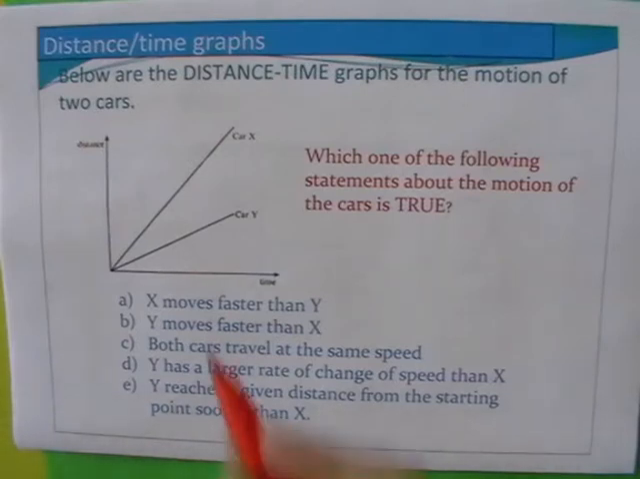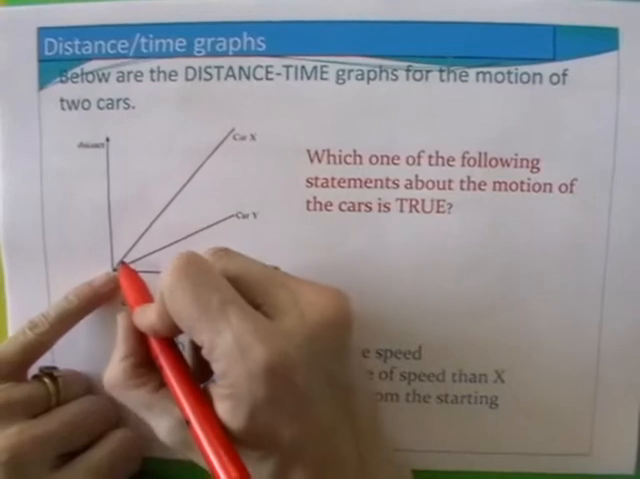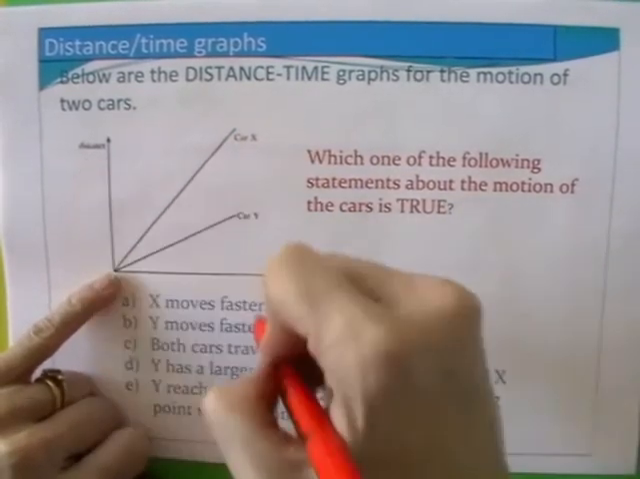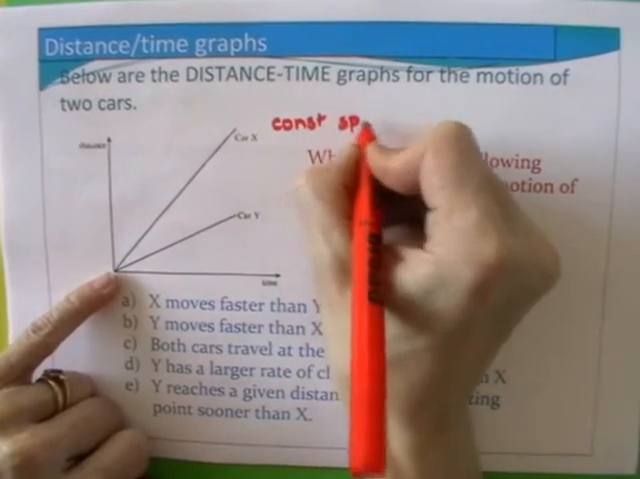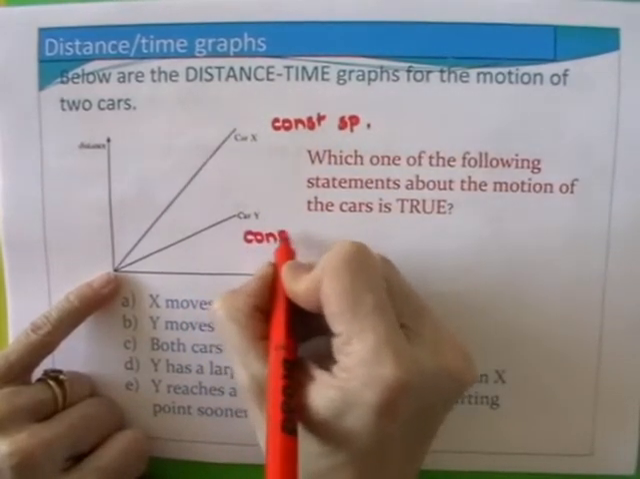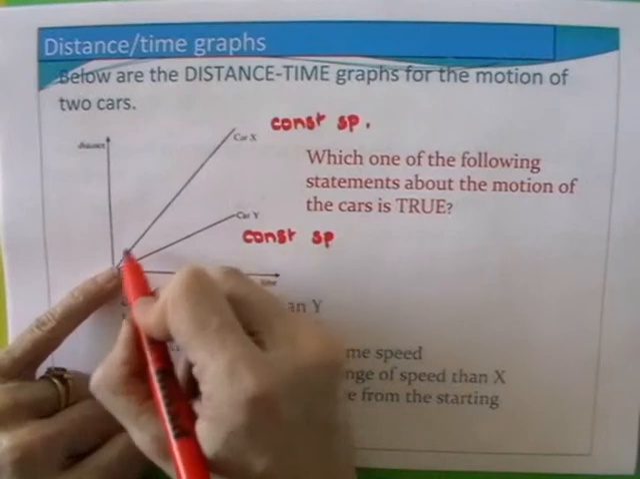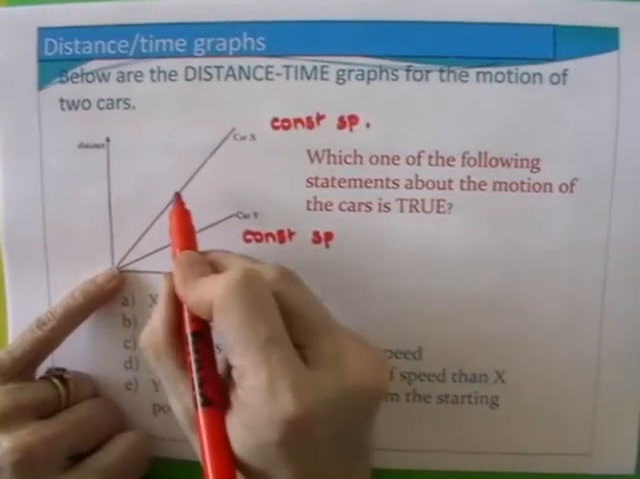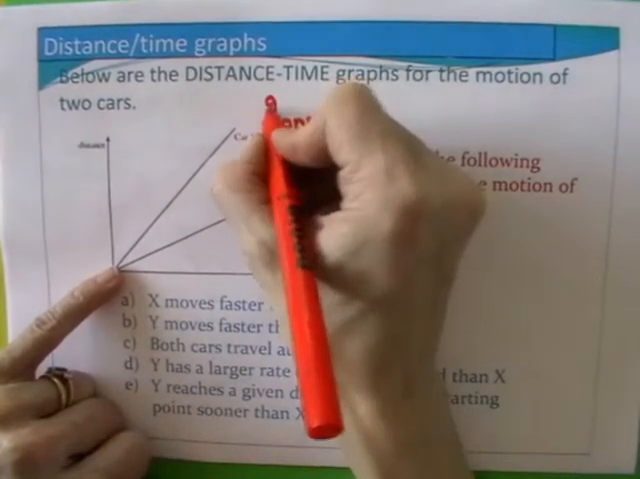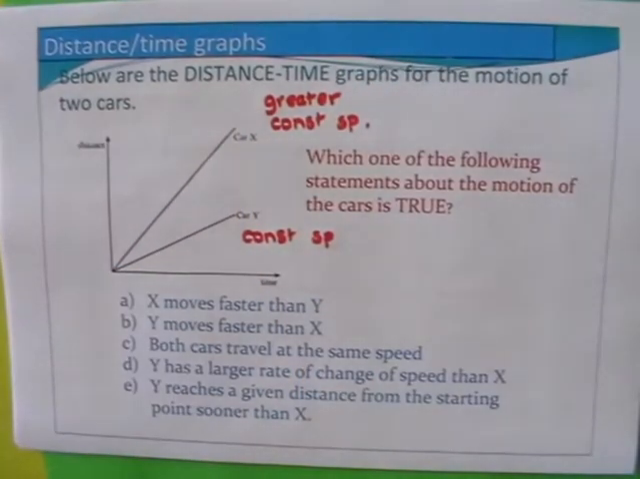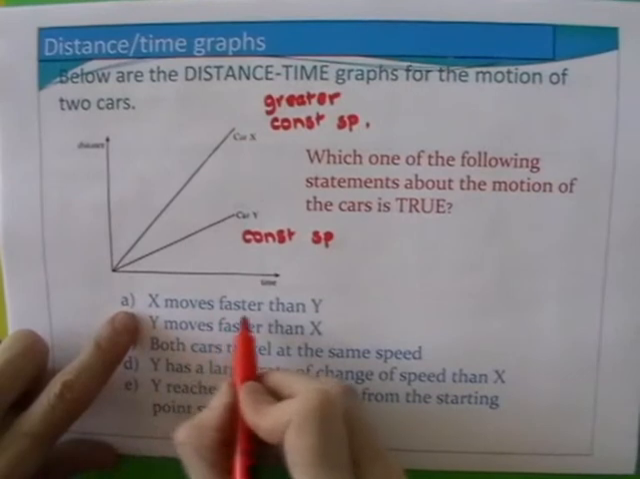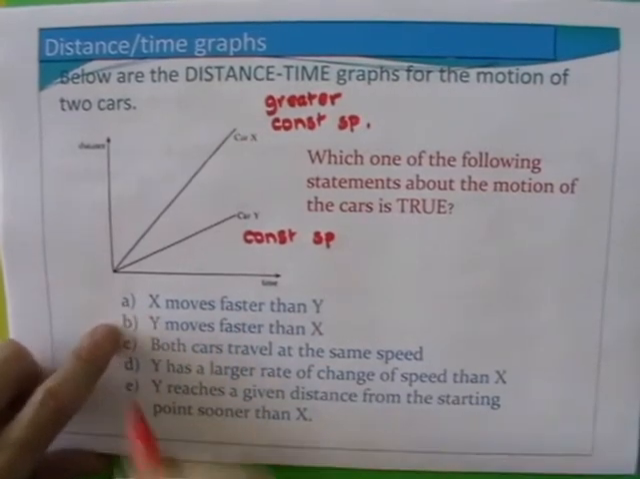Now, if you have a wee look at the 2 cars, you can see immediately, straight line distance time graph, it must have a constant speed. And so does Y. But obviously this has got a greater value of gradient here than this one, therefore it's got a greater constant speed. And so obviously car X is moving faster than car Y.